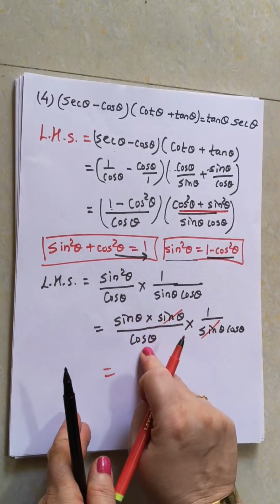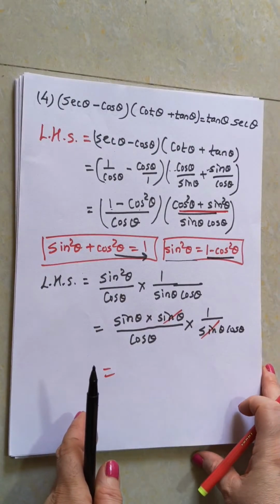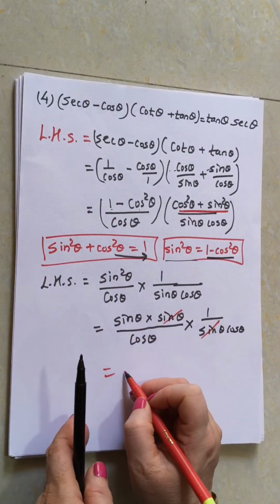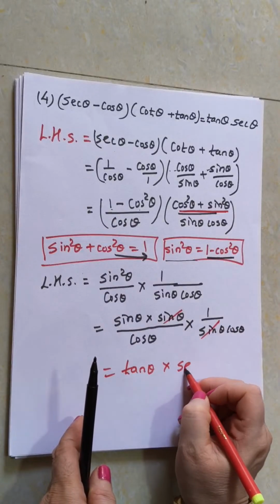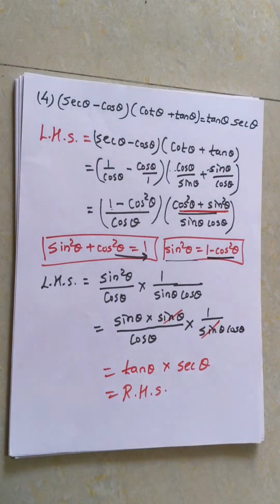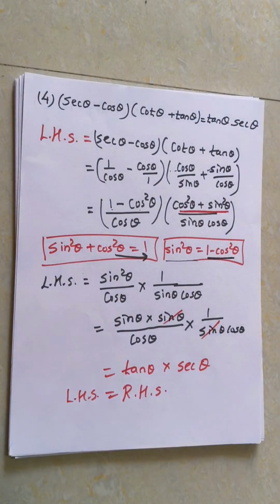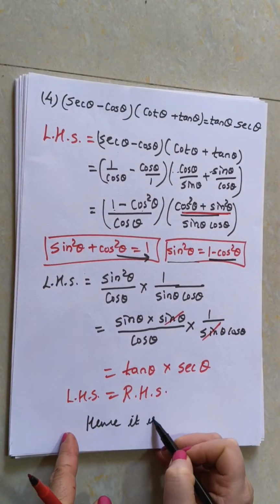तर पहा, साईन अपॉन कॉस म्हणजे काय होईल, so what will happen, sin upon cos that will be tan theta and 1 upon cos that is sec theta, and that is only our RHS, hence it is proved. Okay, so LHS is equals to RHS, hence it is proved.